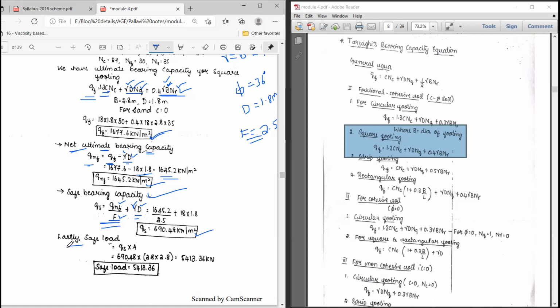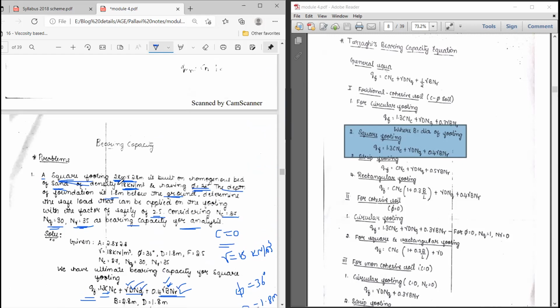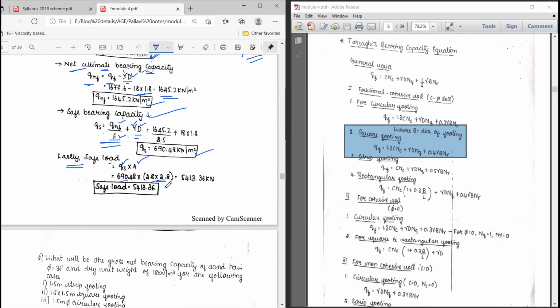Now, in order to calculate the safe load you can apply on the footing, it is Q suffix S, the safe bearing capacity, multiplied by the area of the footing. Safe bearing capacity is 690.48. And the area of the footing as given in the problem is 2.8 into 2.8, that is the area of the square footing. Therefore, what is the total load you can apply on the footing?